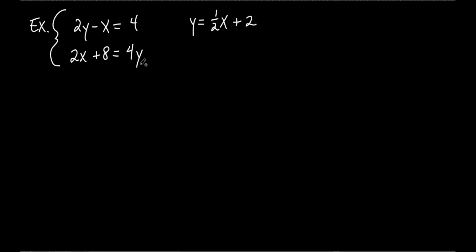This one right here, let's get y by itself. Well, y is kind of already by itself, so really all we got to do is do what? Divide both sides by 4, so what do we get? Y equals what? 1/2 x plus what? Plus 2.